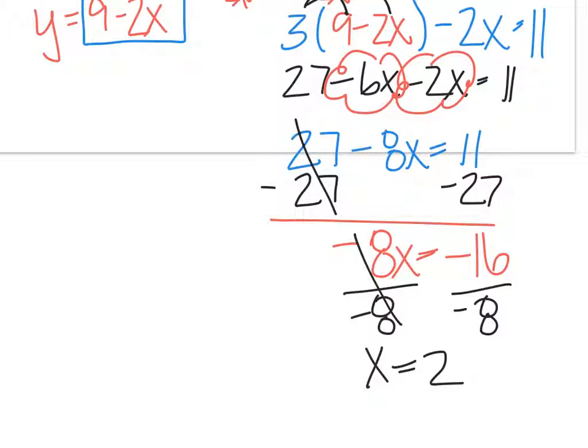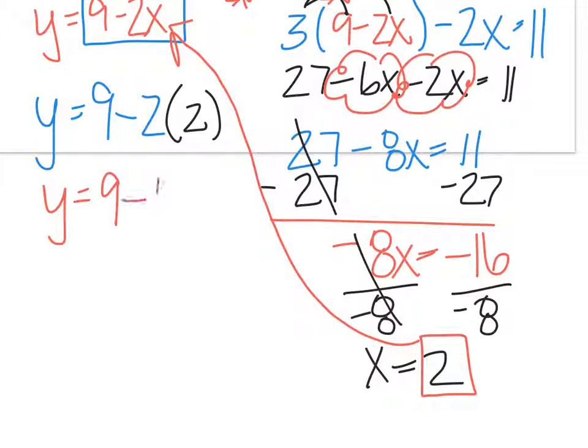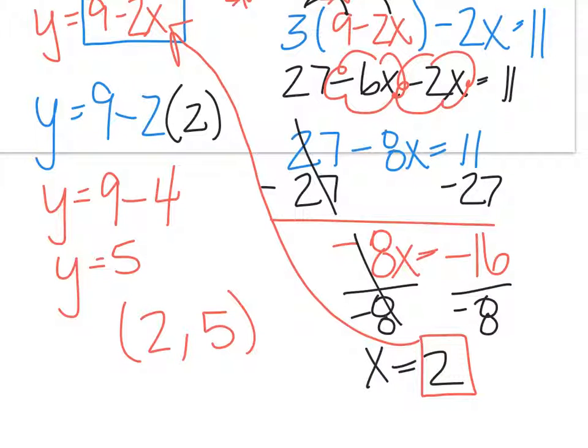Once I have my x value, I use that to find the y value. So I use my substitution again, and this time I'm going to substitute 2 in place of that variable of x. So I have y equals 9 minus 2 times 2. So y equals 9 minus 4, which gives me y equals 5. So these two linear lines would cross at the point 2, 5. They both have that 1 point in common.